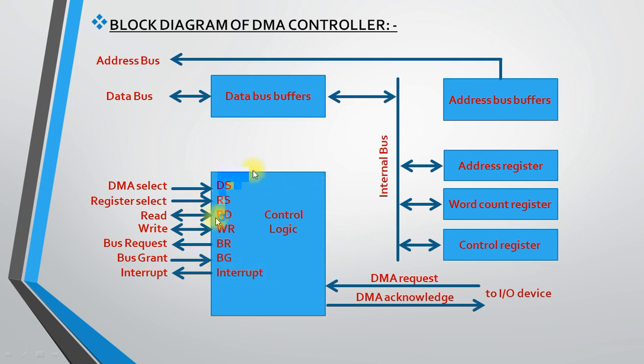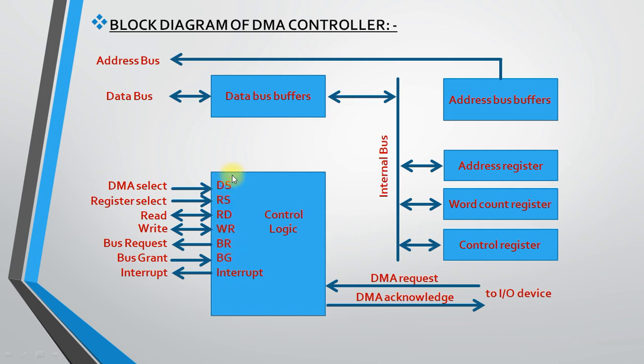This is the control logic structure which is responsible for the DMA request to I/O devices and DMA acknowledgement to I/O devices. So when I/O device needs a request, with the help of DMA they are able to insert the request, and based on the request of I/O, DMA gives acknowledgement to the I/O devices.